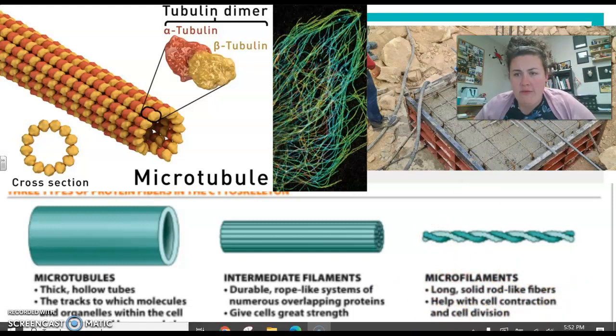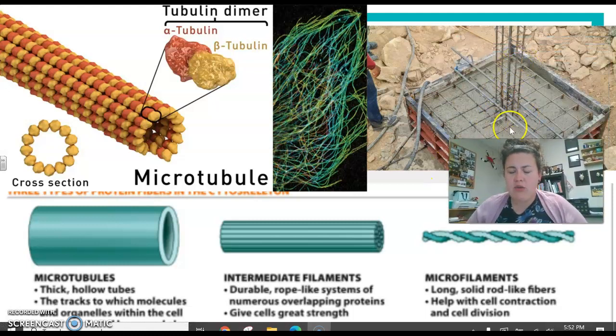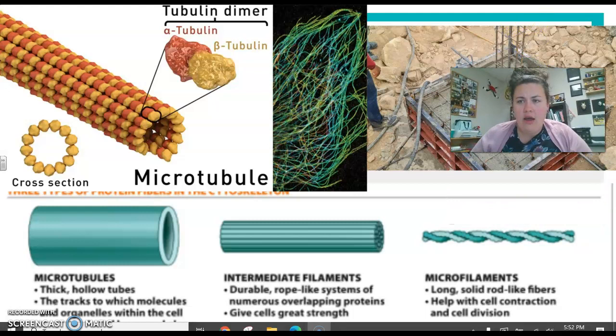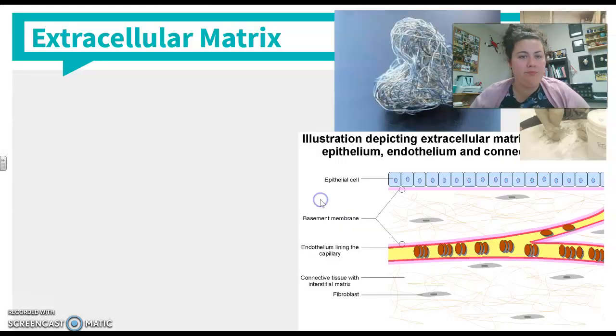It very much reminds me of when you are constructing a house. So you will have rebar within the concrete. You will have studs and beams in the walls. So that's what these are for. These are there for structure, they're there for support, and they help reinforce the structural integrity of the cell itself. Now, those are our organelles.